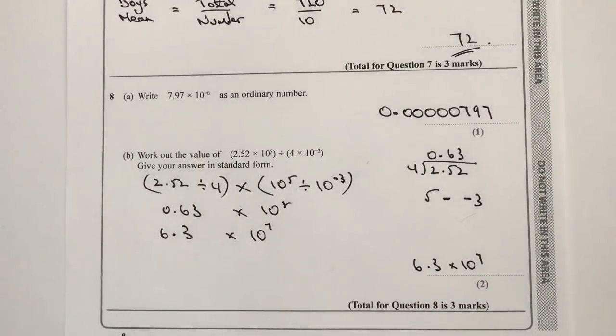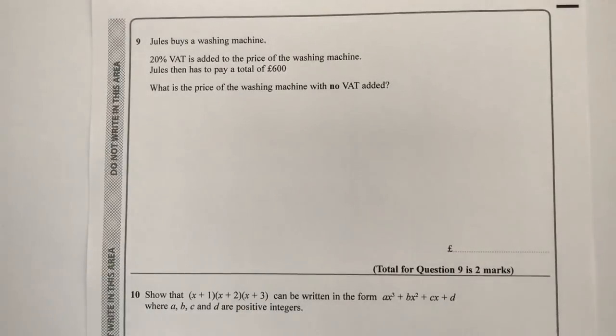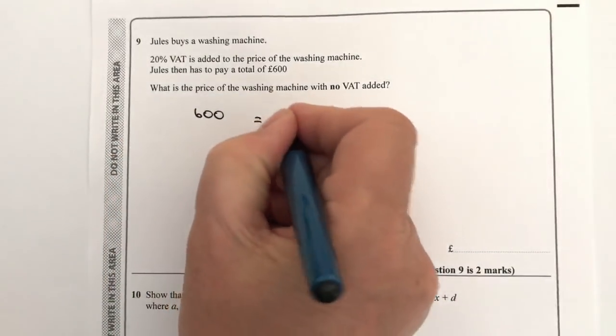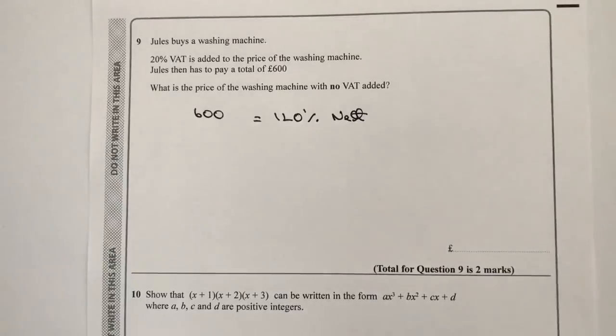We're 23 minutes into the video, so I'm just going to crack on a little bit longer, and let's have a look at question number 9. So question number 9 deals with Jules buying a washing machine. 20% VAT is added to the price. Jules then has to pay a total of 600. What is the price? So what we're saying is that £600 equals 120% of the net price, because the net price was 100%, and then I've got 20% VAT on top of that. Okay, so I end up with £600 being 120% of the net price.